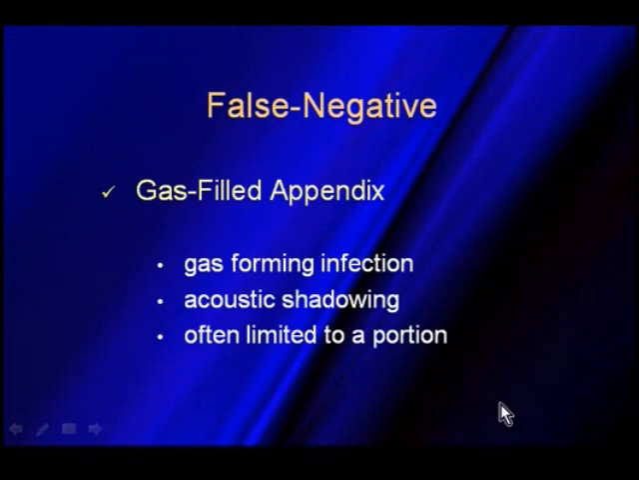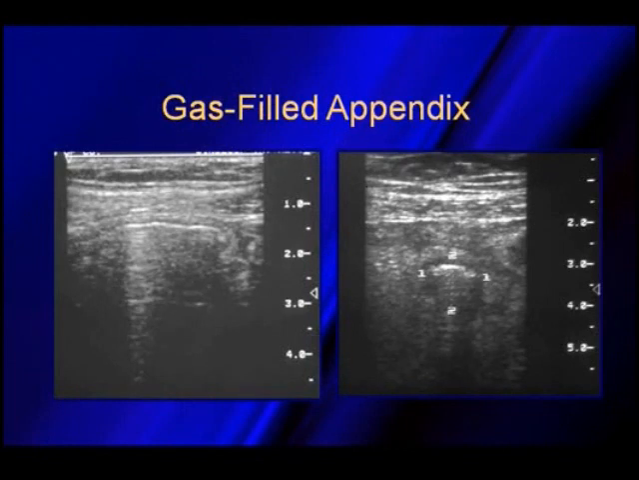Another false negative is looking at a gas-filled appendix. So you can have gas from inflammation, you get acoustic shadowing, and often it may be limited to a certain portion. So I told you that we'll talk about how to tell the difference of normal air in the appendix versus gas in the appendix from inflammation. This is a case that we can see in long axis view. Here you can see that it's completely gas-filled. Short axis view, we see the same thing.